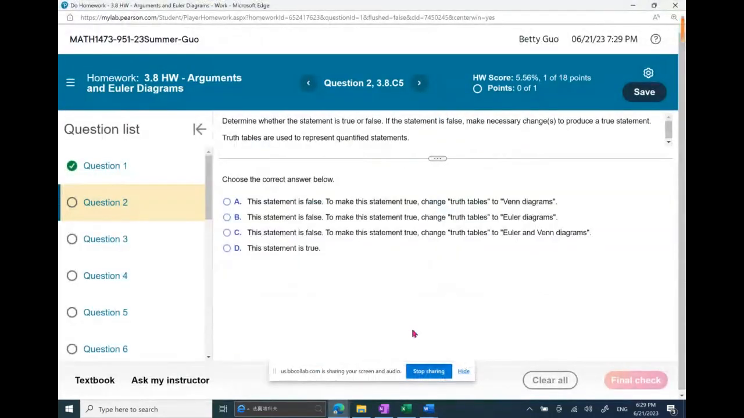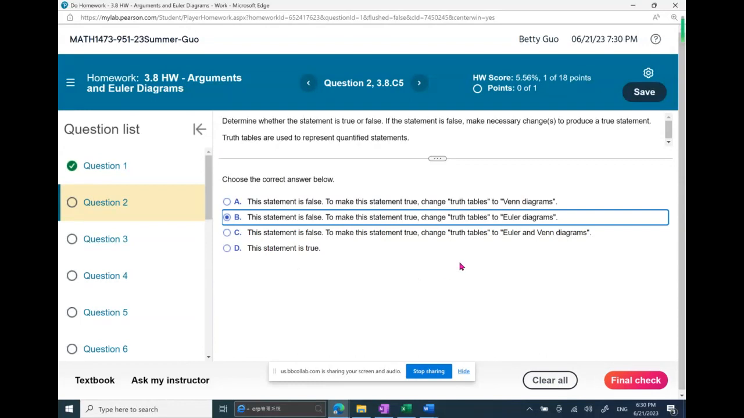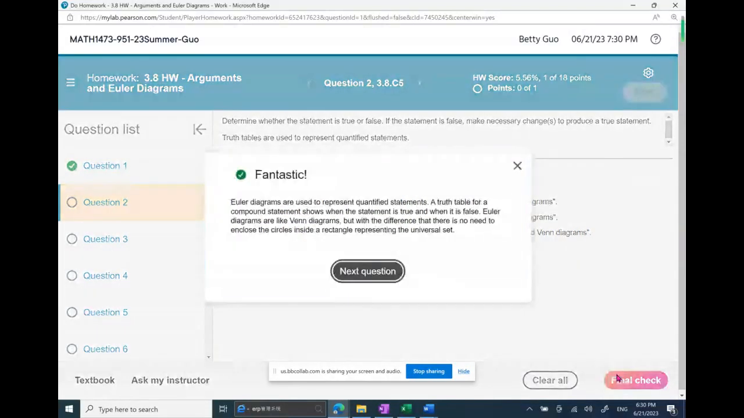Okay, question number 2. Determine whether the statement is true or false. If the statement is false, make a necessary change to produce a true statement. Truth tables are used to represent quantified statements. The statement is false. To make this statement true, we change truth table to Euler diagram, right? Yes, B. Very good. It is the second tool we can apply to test the validity of an argument if the quantified statements are the premises. Very good.